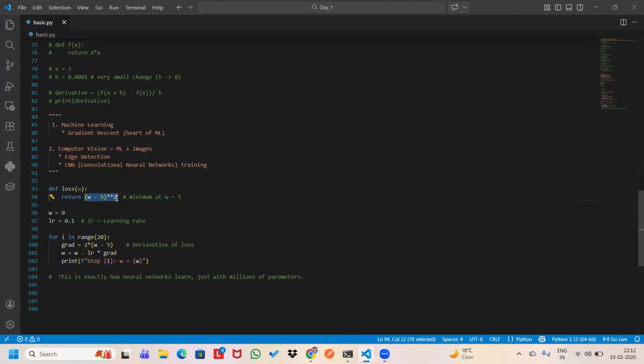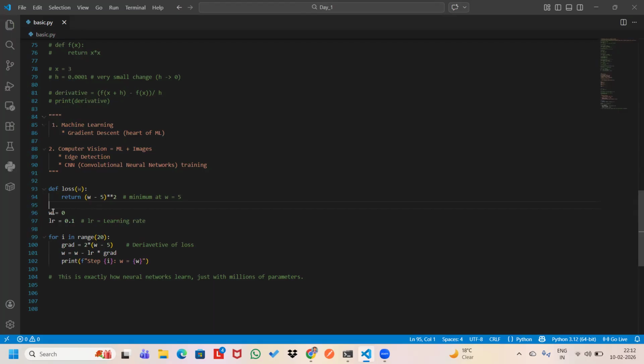The value is W minus 5, the whole to the power of 2. If I put W as 5, then what will happen? This will give you 0, because 5 minus 5 equals 0, and the square of 0 is also 0. So it is going to give you 0 when W equals 5. That means this will be your minimum. If you put the value of W as 6, then it will be 1. If you put 7, then it would be 4. In this way it will increase.